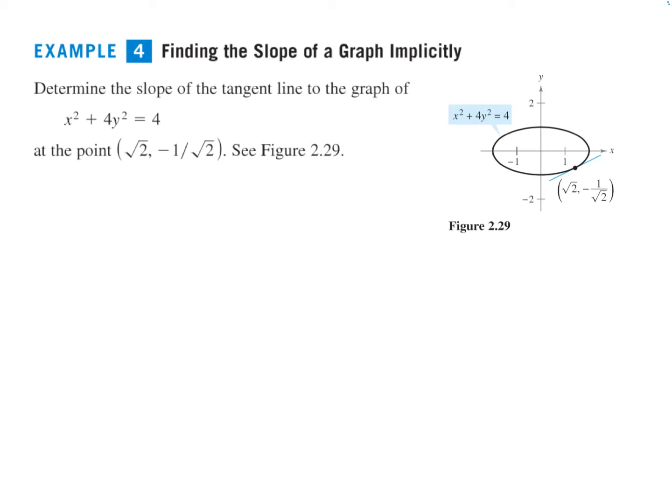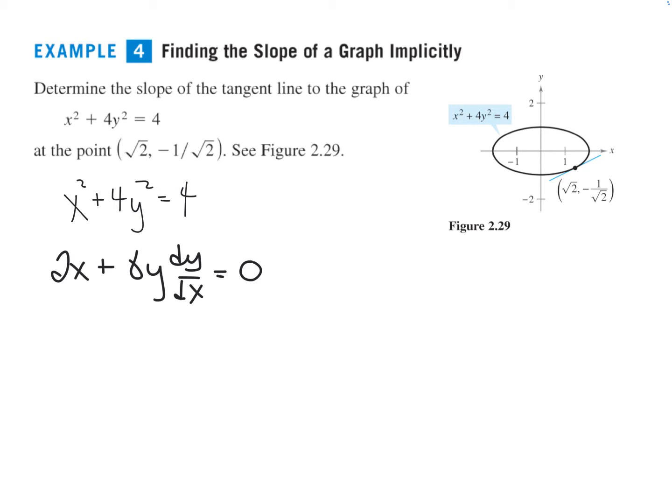Okay, so let's go ahead and differentiate this implicit function. So here I'm just going to rewrite it again: x squared plus 4y squared is equal to 4. So the derivative of x squared is just 2x. The derivative of 4y squared is going to be 8y dy/dx. And of course the derivative of 4 is just 0.